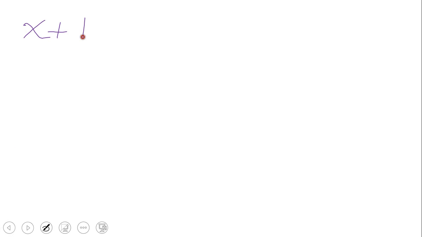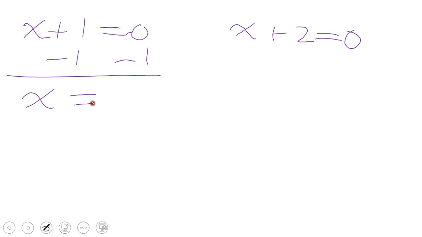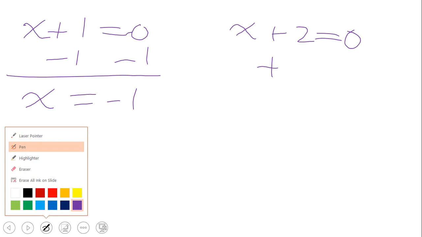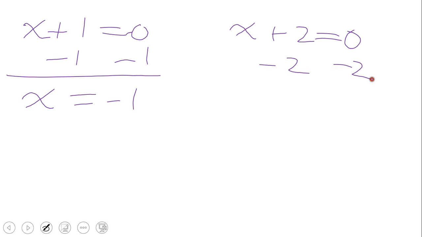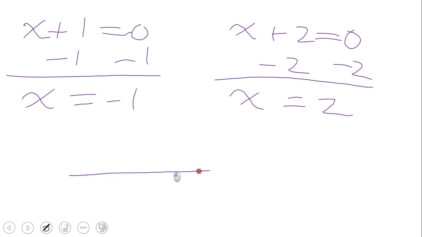So x equals minus 1, and x equals minus 2. Right, so that tells me that I have this number line in x. This is negative 1, and that's when I get 0. And this is negative 2, and that's when I get 0. So the function is 0 at -1 and -2.